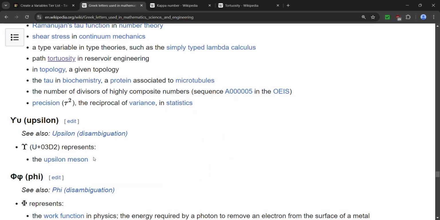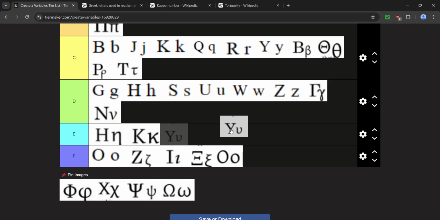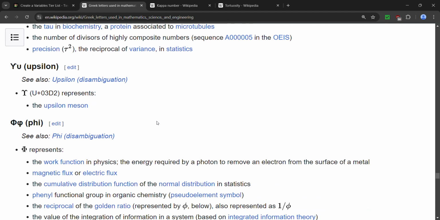Great. The Upsilon Meson. Almost as bad as the Omicron section. That's bad. I think the only time I've ever used Upsilon is when I've written new incorrectly and it just looked like Upsilon. I don't think I've ever intentionally used Upsilon. That's F tier. Yeah, sorry.